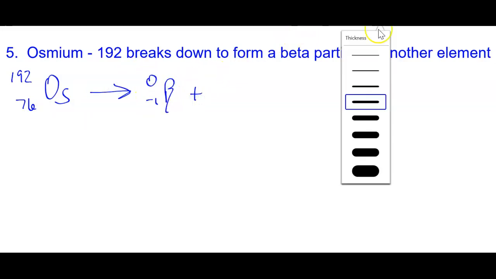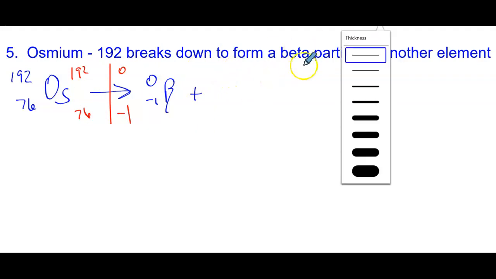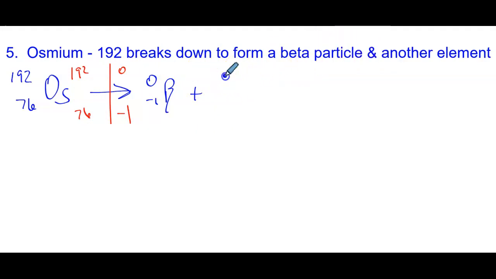Okay, we don't know what that something is. So we're going to break this down like we always have at the arrow. We're going to think about what are my current totals on each side of the arrow. So I need to get to 192. So I'm going to do 192.